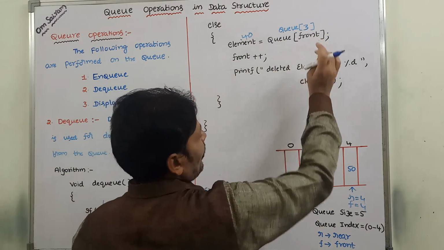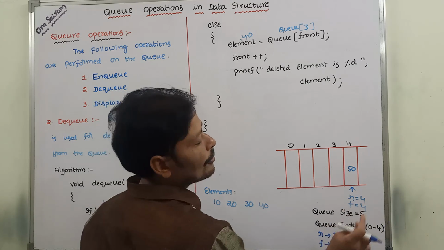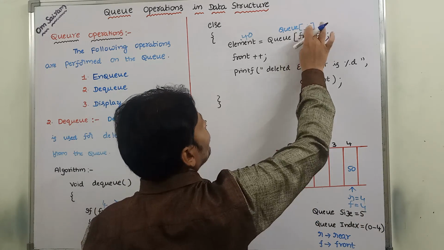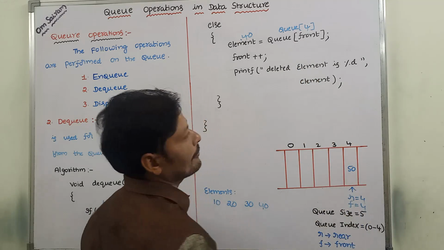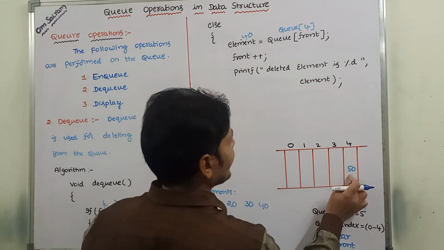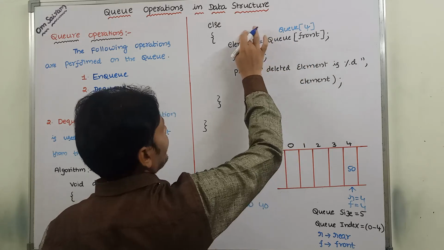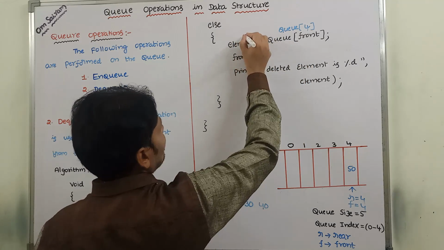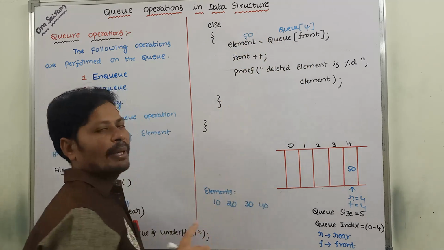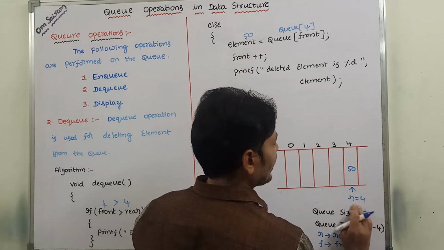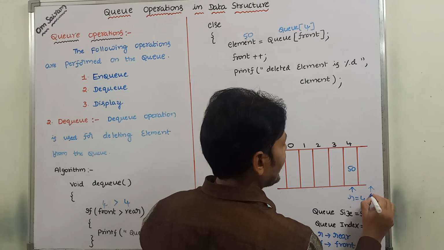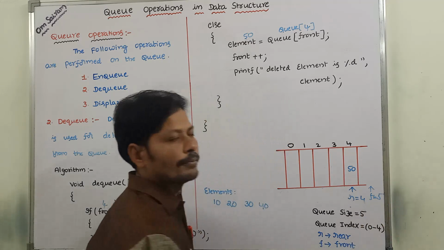In the else block, these statements are executed. Element is equal to q of front. What is the front value? 4. Now q of 4 contains element 50. 50 can be deleted from the q and it can be assigned to the variable called element. Now the element contains 50. After that, front value is incremented. So now front value is 5.